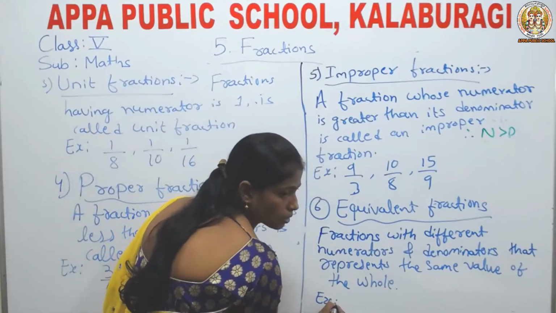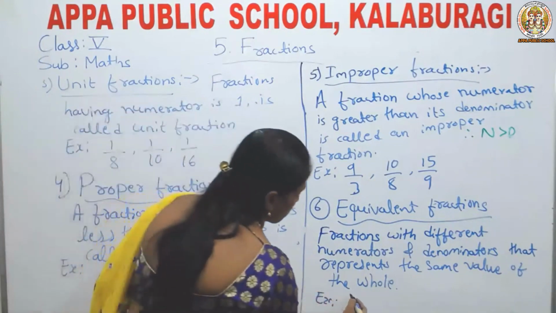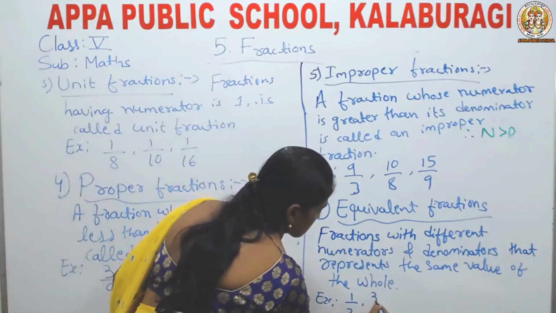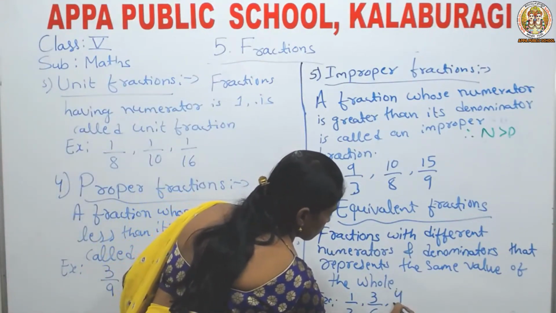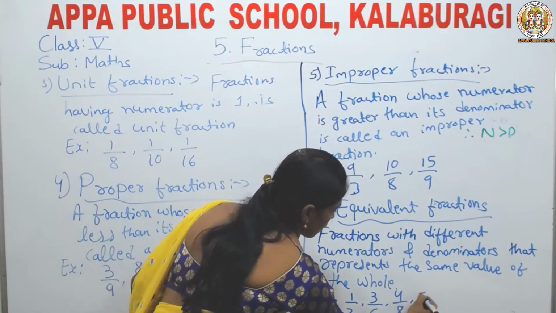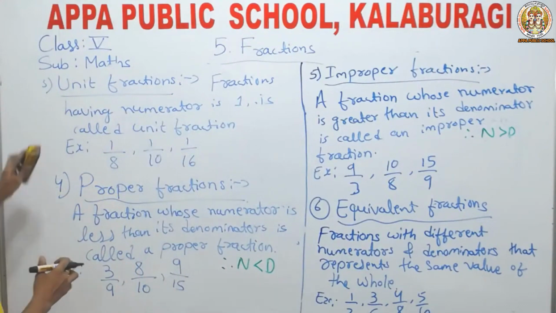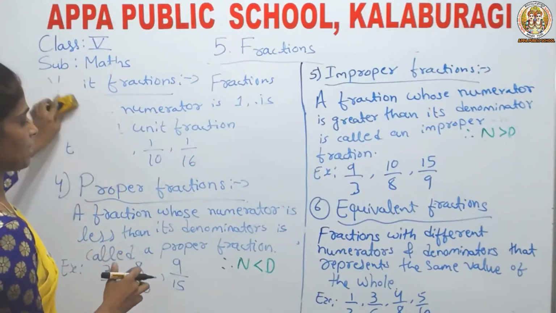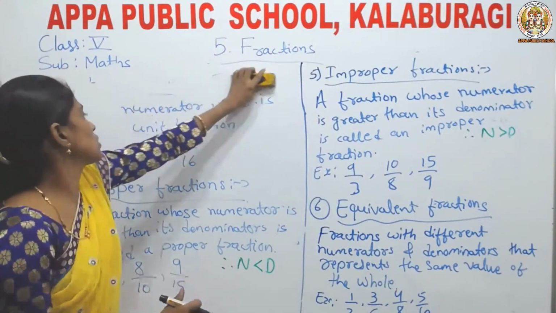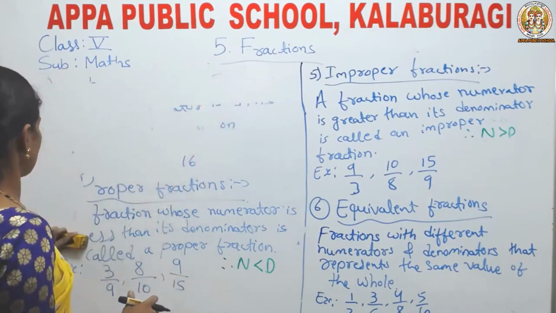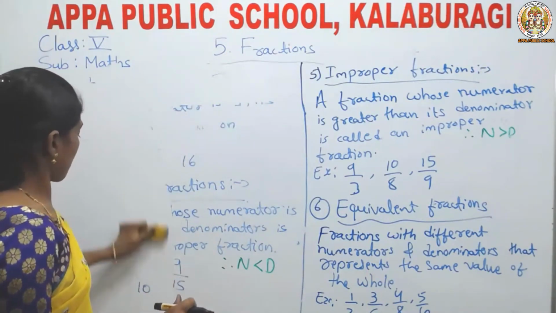For example, 1 by 2, 3 by 6, 4 by 8, and 5 by 10. Next, how are they equivalent fractions, representing the same value of the whole? How? See here, I will explain.